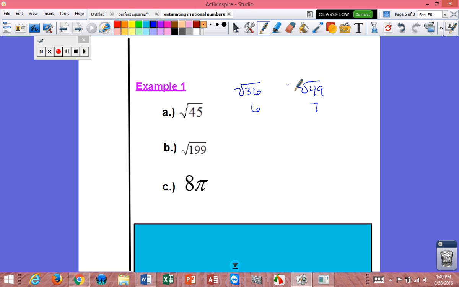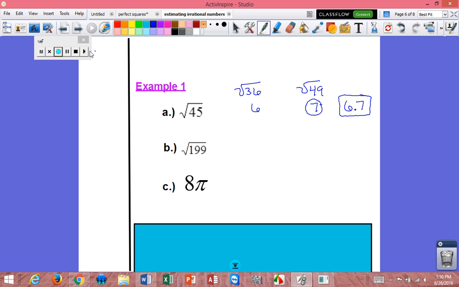Now 45 is going to be closer to 49, so I know that I want my answer to be close to 7. So I'm going to say about 6.7, because if we were to round that up, it would round to 7. If you said something like 6.8 or another one, that's fine. It just has to round to 7.